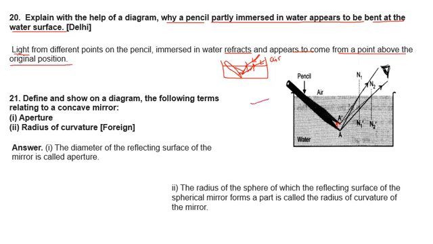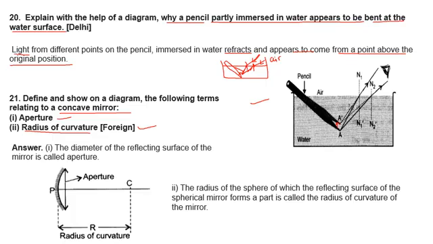Next question: define and show on a diagram the following terms relating to the concave mirror. First of all, aperture, and then the radius of curvature, right? The diameter of the reflecting surface of the mirror is known as aperture. I'll show with the help of an image over here. There is a mirror we have taken, and this whole reflecting surface is the aperture. As you can see, it is the aperture.